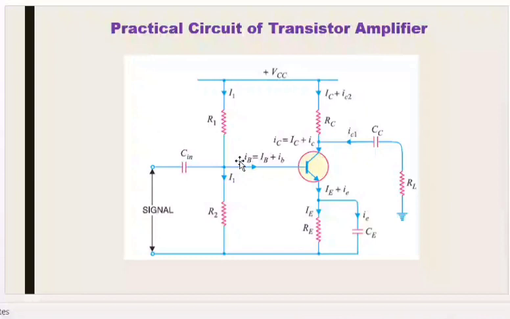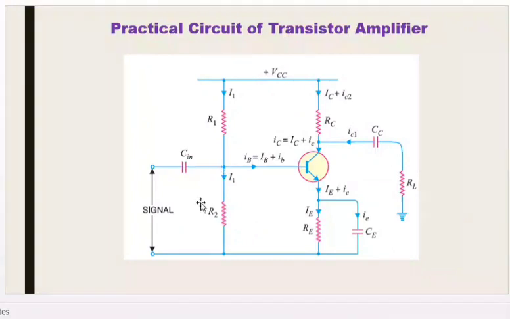Because we are using AC signals here, it will flow through the capacitor and reach the base terminal. If this capacitor is not connected, what will happen? The AC signal will move through R2, across R2. So the signal will flow across the R2, and current is flowing through the resistance, which means the voltage will drop.